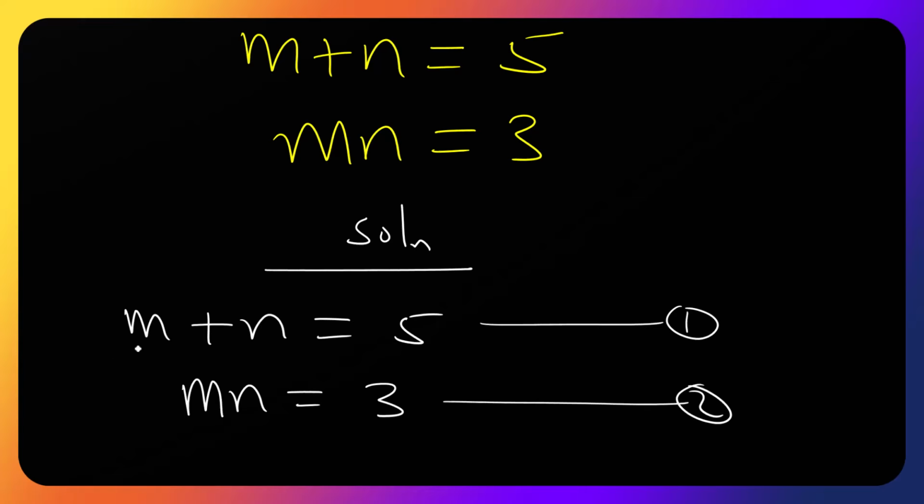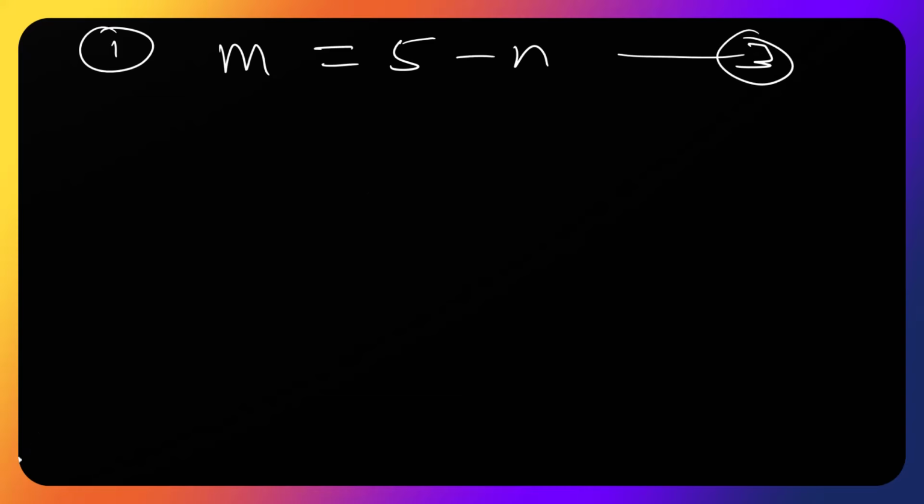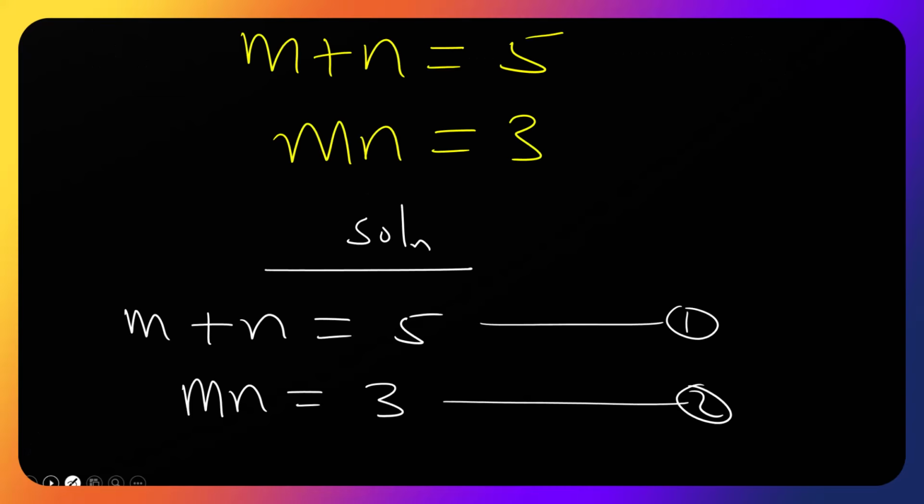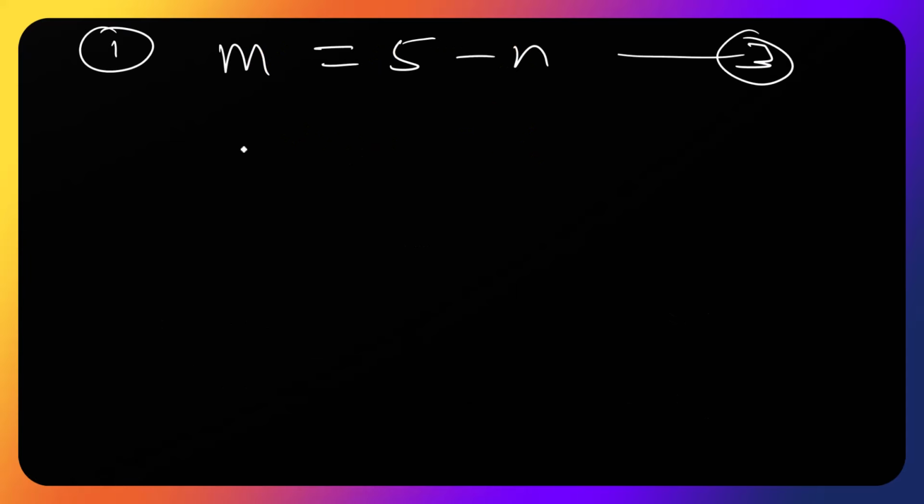Now let's make one of the variables from equation 1 the subject, then substitute it in equation 2. So let's make m the subject. From 1, m is the same as 5 minus n. That will be the third equation. So let's put 5 minus n in 3, let's put 5 minus n here. That is m. So mn equals 3.